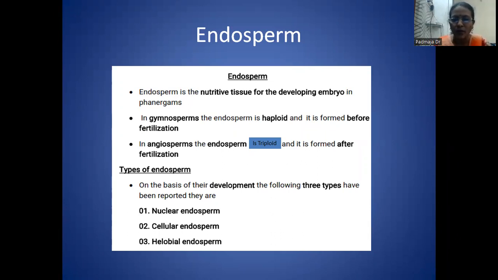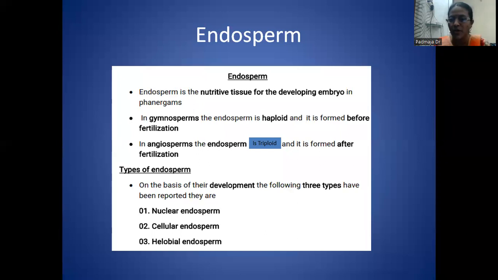And what are the types of endosperms? Mainly, there are different types: nuclear endosperm, cellular endosperm, helobial endosperm, and ruminate endosperm. Depending upon the name itself, nuclear means the endosperm nucleus divides by mitotic division, giving rise to a nuclear structure. That means if we see the endosperm, a number of nuclei are present in it.